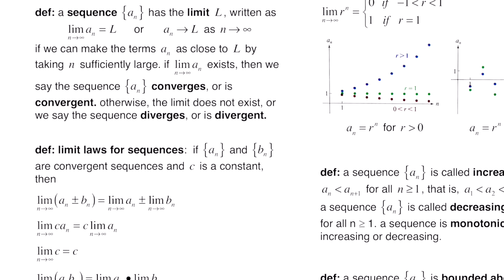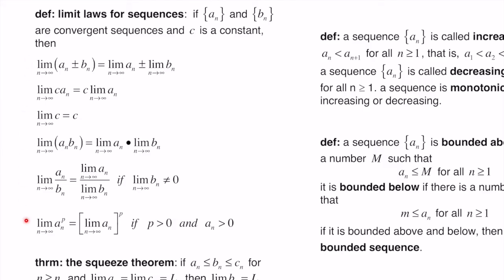Our next definition says a sequence, in set notation, a sub n, has the limit L, written as the limit as n goes to infinity of a sub n equals L, or a sub n approaches L as n approaches infinity. And this will be the case if we can make the terms a sub n as close to L by taking n sufficiently large. If the limit as n goes to infinity of a sub n exists, then we say that the sequence a sub n converges, or it is convergent. Otherwise, the limit will not exist, and then we would say that the sequence diverges or is divergent.